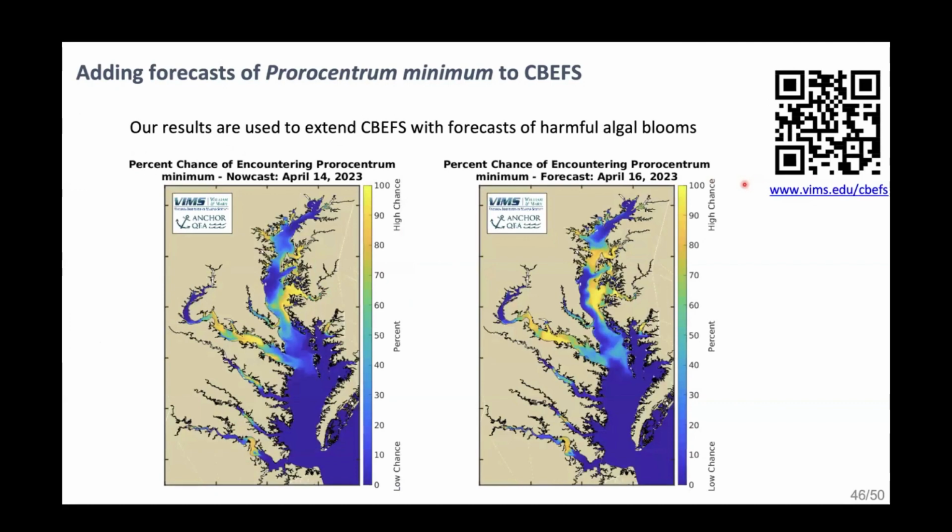And then we also started publishing our forecast on the website vims.edu/cbefs. Here's just one example of a forecast: a nowcast April 14, 2023, and then the forecast April 16, a 2-day forecast. And indeed, what we see is that we get these high probabilities in the upper reaches of the bay, which of course complies with the data.